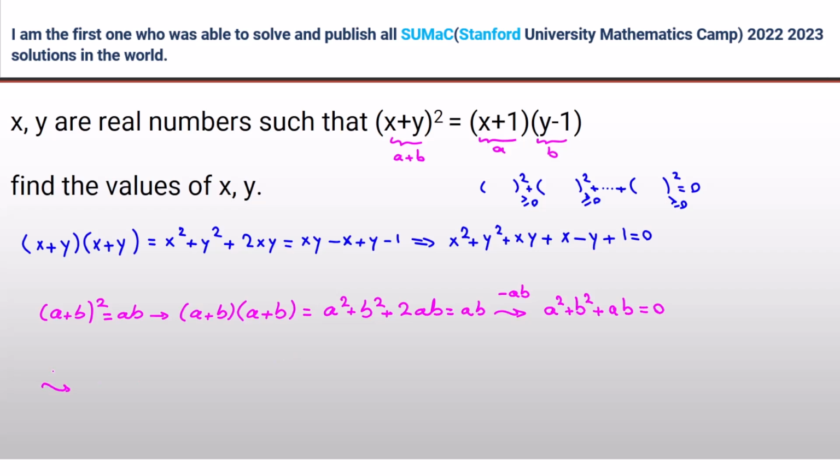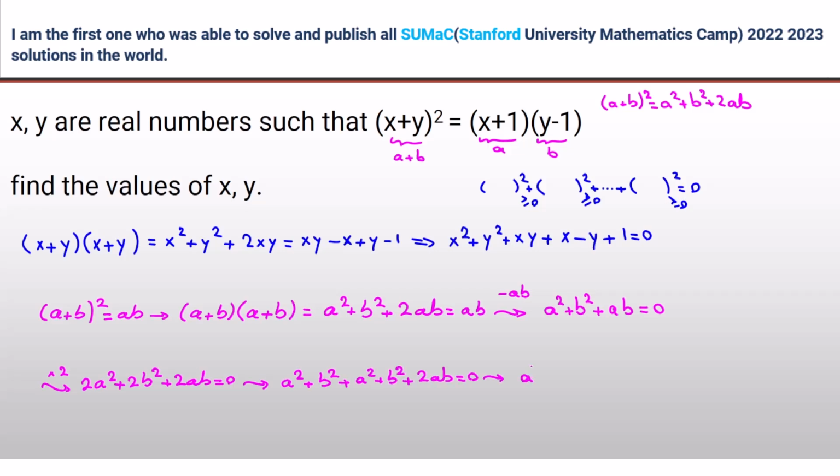Now, because I want to use ab and a², b², what identity do we have? We know (a + b)² is equal to a² + b² + 2ab. Because here we have ab, we multiply both sides by 2, then we have 2a² + 2b² + 2ab equal to 0. Now we can say, let's have 1a², 1b², then 1a², 1b², and 1 2ab, equal to 0. So we can write a² + b². Now for this part, you can use this identity. Plus (a + b)² is equal to 0.